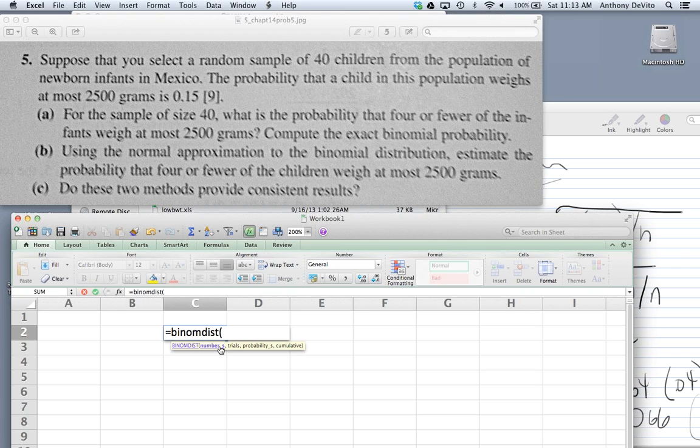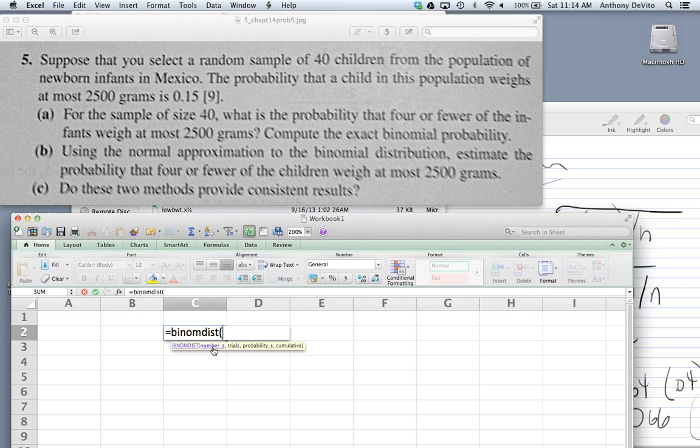do the calculation. It asks me for the number of successes. That's the number of children that are a low birth weight. The number of trials. That's the size of our sample. The probability of any individual child being low birth weight, and whether I want a cumulative probability or a probability for exactly that outcome. Okay, so let's see what this is in this case.